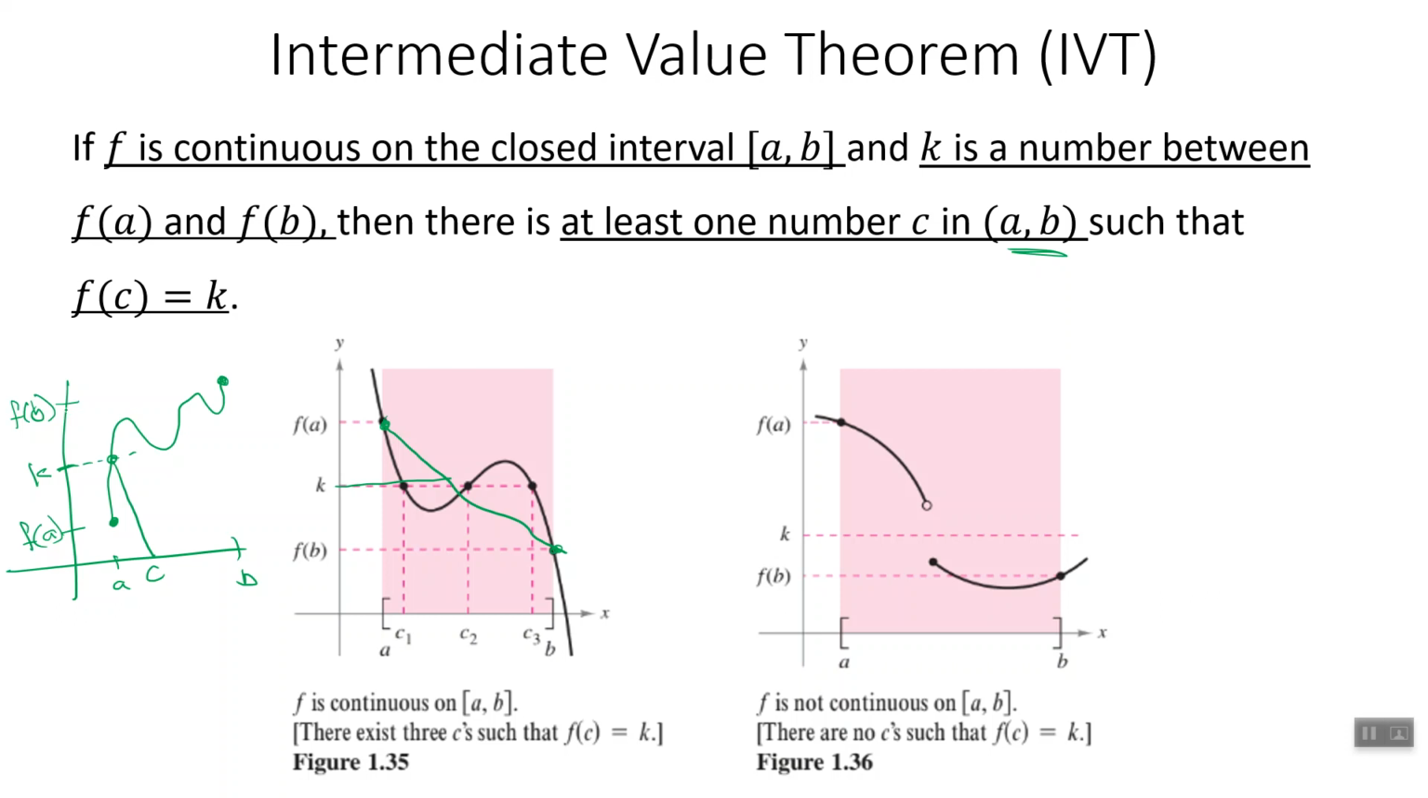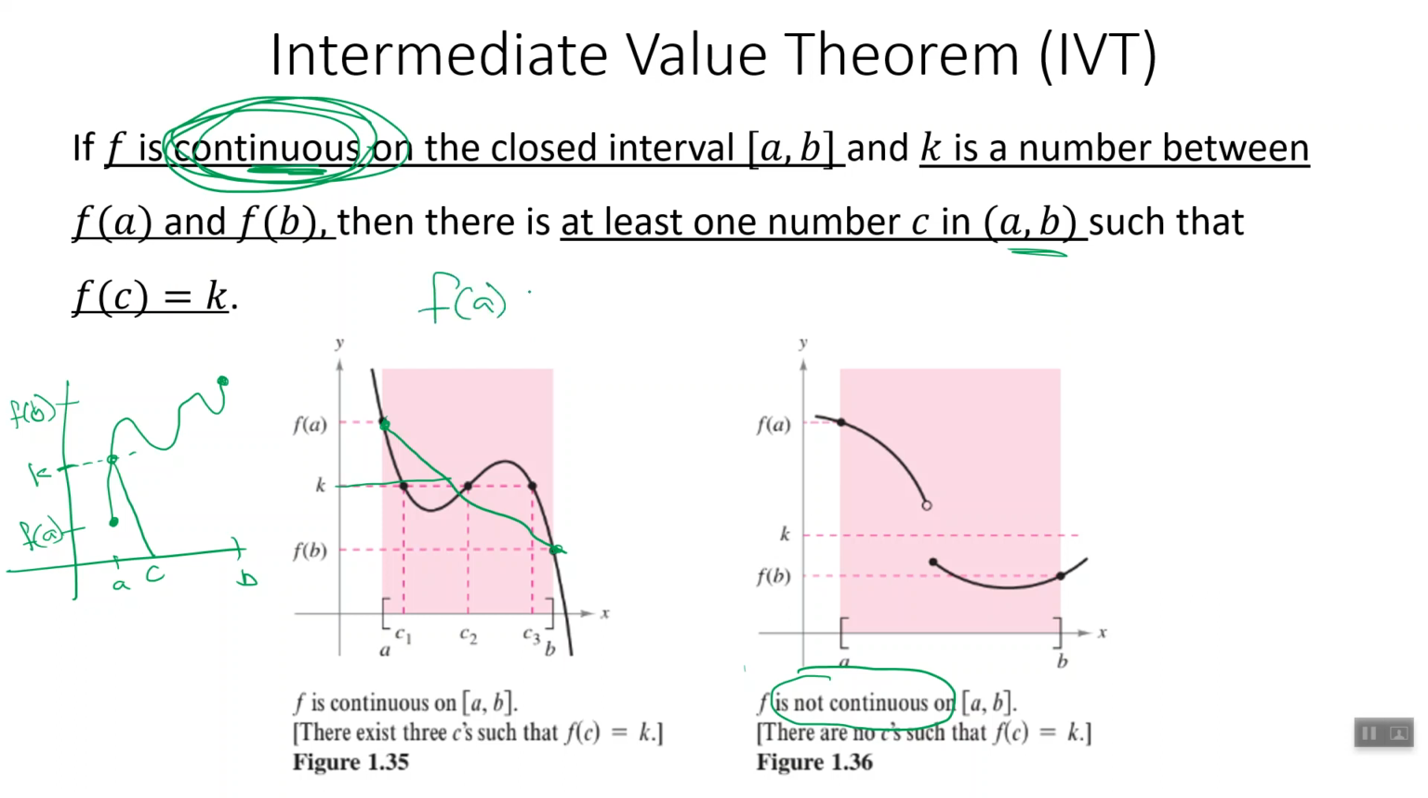If we pick all the way up here, almost at f of b, it's still going to hit it. All right? If it's not continuous, then we could have a jump, and then it's not going to work. So if it's not continuous, it doesn't work. So it has to be continuous. That means whenever we use the intermediate value theorem, we have to check to make sure it's continuous, and we have to make sure that k is between f of a and f of b.